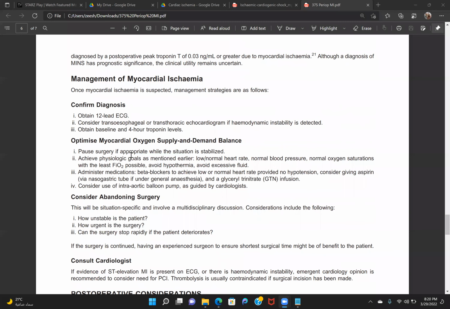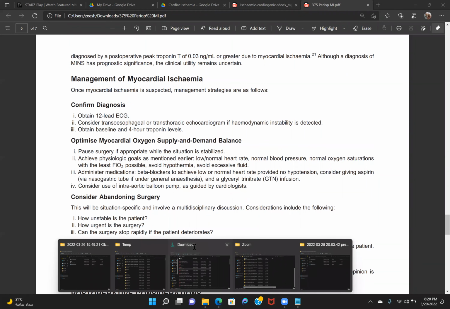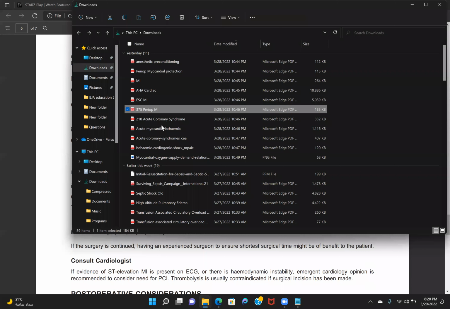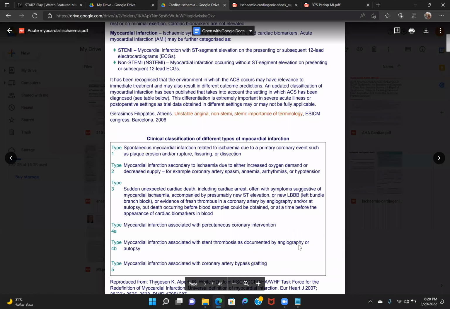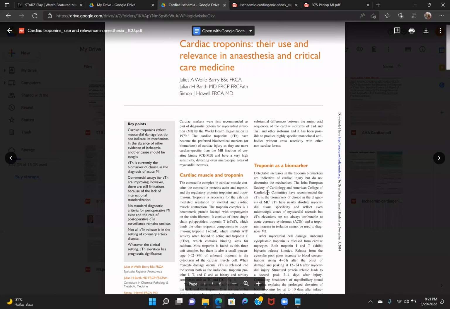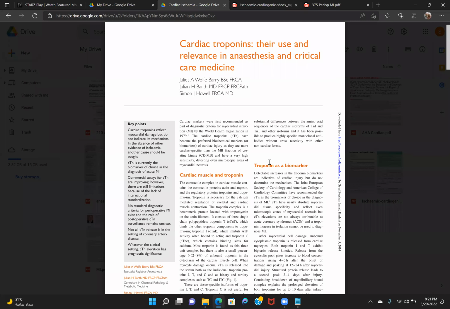So what about the cardiac enzymes? Sir, during ischemia, cardiac enzymes can be increased, and more sensitive are troponin T and I. Practically we say that troponins are more sensitive. Am I right? Yes, sir.